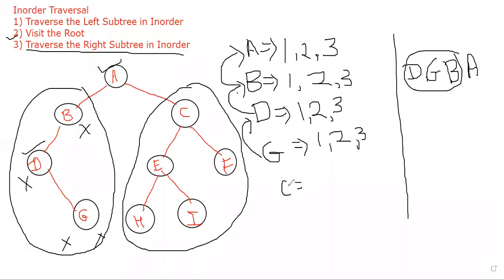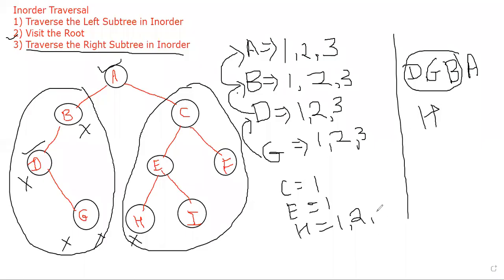For C, we are applying step number 1. What step number 1 says is to traverse the left subtree. So the left subtree is E. The first step says again to traverse its left subtree. So we come to H. H again says to traverse the left subtree, but the left subtree is empty. Come to step number 2. Step number 2 says to print it. So we have printed this value H.